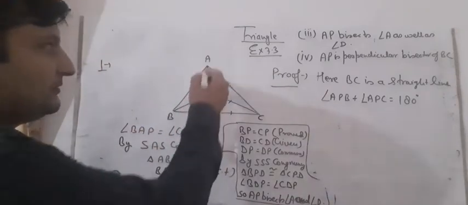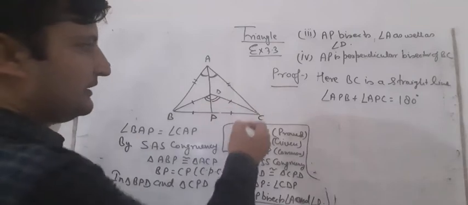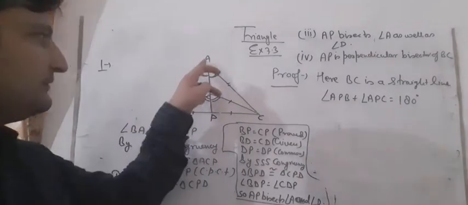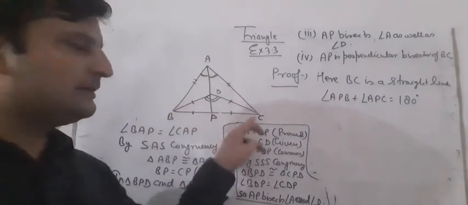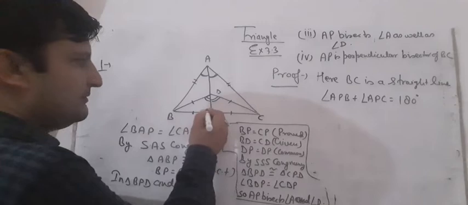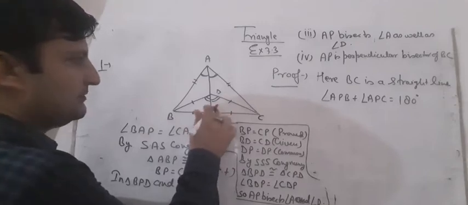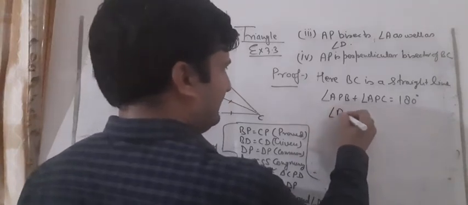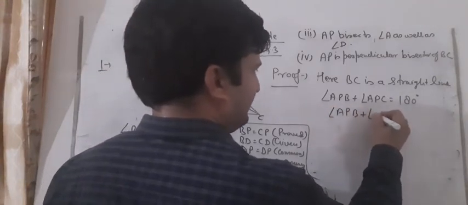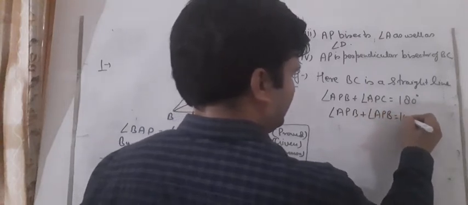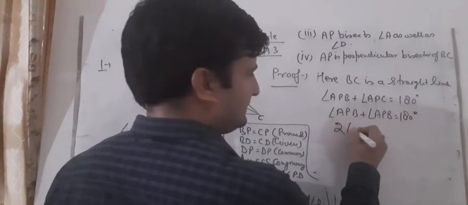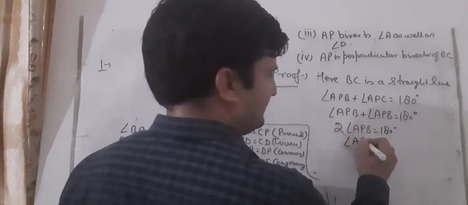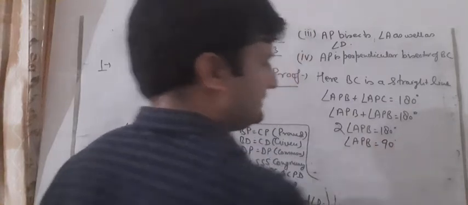Now students, earlier we have proved that triangle ABP is congruent to triangle APC. It means this angle will also be equal to this one. So we can say that angle APB plus angle APB is equal to 180 degrees. It means twice of angle APB is equal to 180 degrees, and angle APB is equal to 180 by 2, that means 90 degrees.